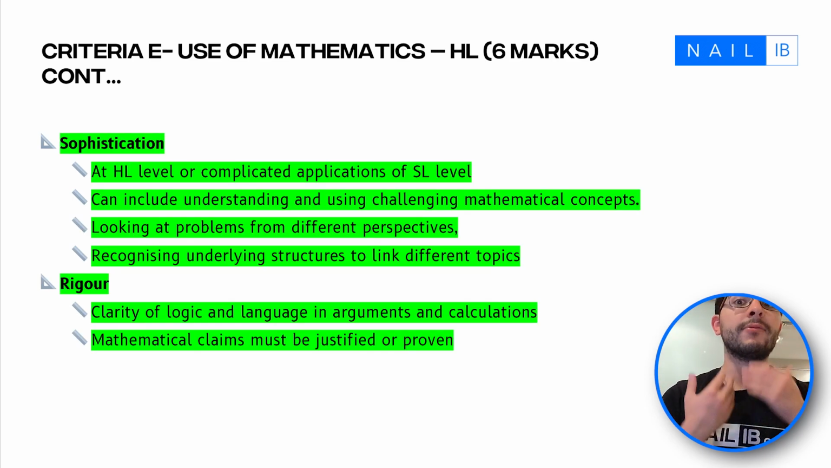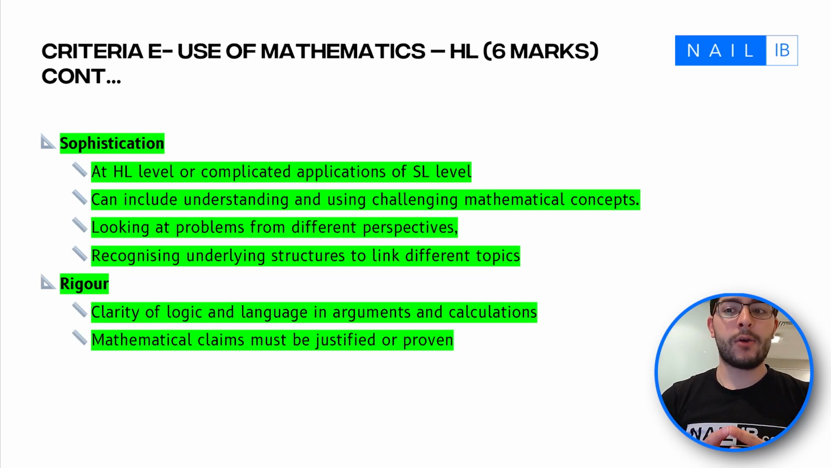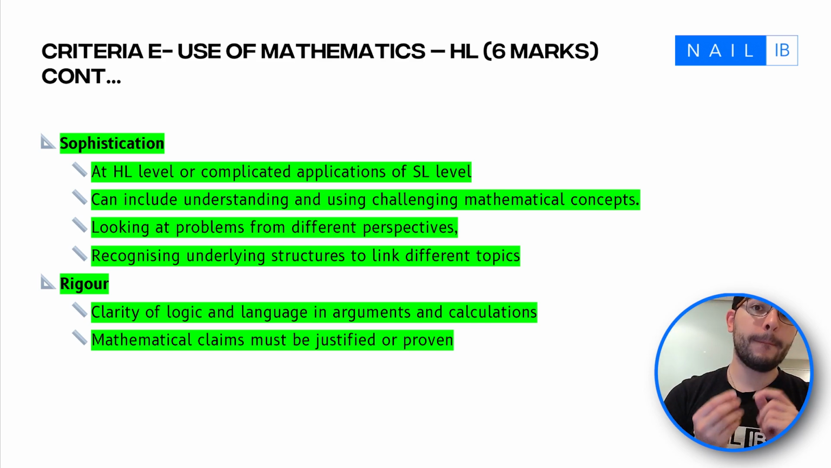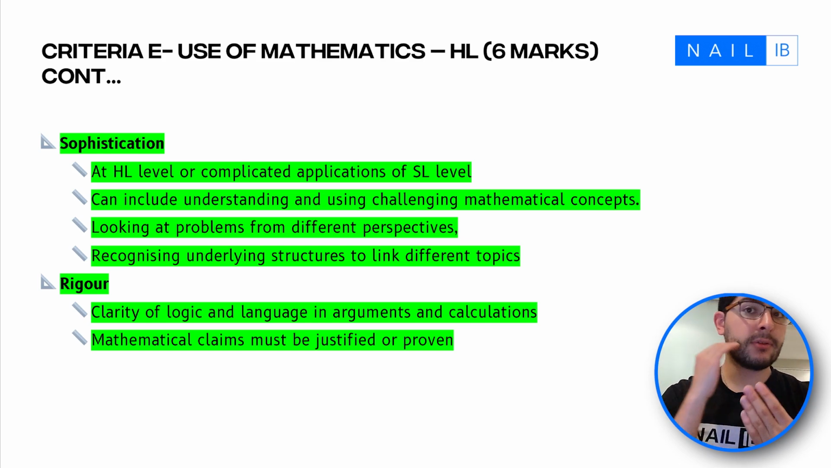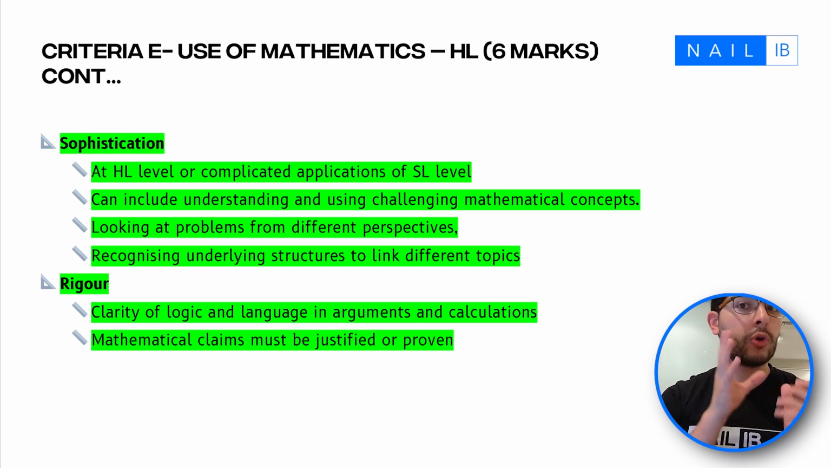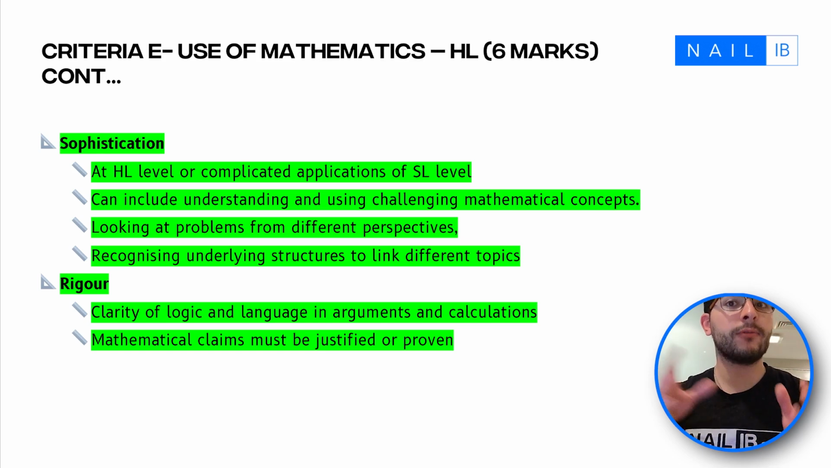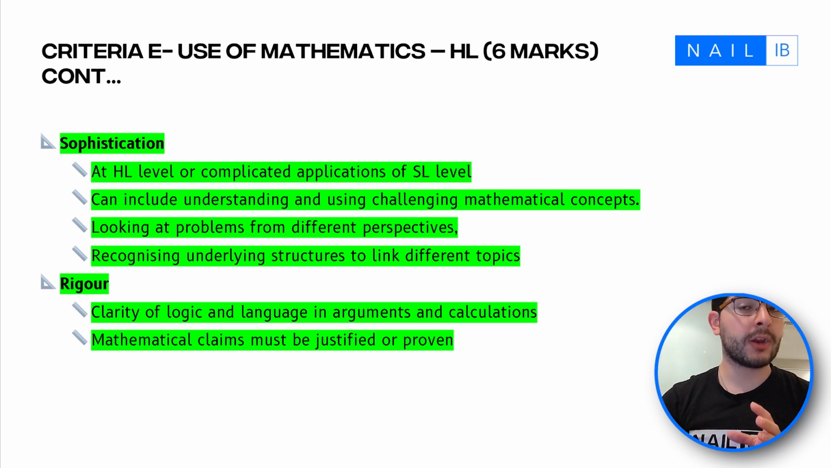Now, what you also need is a level of sophistication. That means that the level of maths should be at a higher level than if you were doing an SL IA. So that means your maths should be at the level of HL, or it should be a much more complicated or sophisticated application of SL content. So you can do HL maths and you do an IA. Your IA can use SL maths, but it should be a much more complicated application of it. That would be much more appropriate in the HL level of maths.